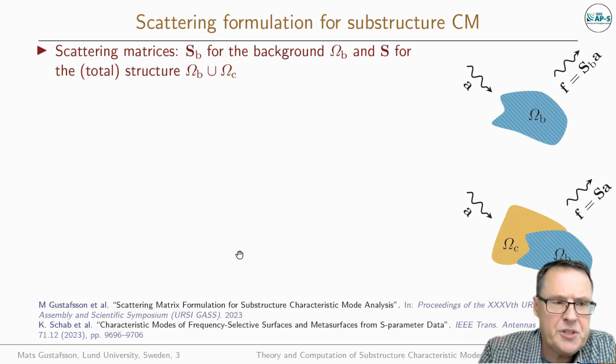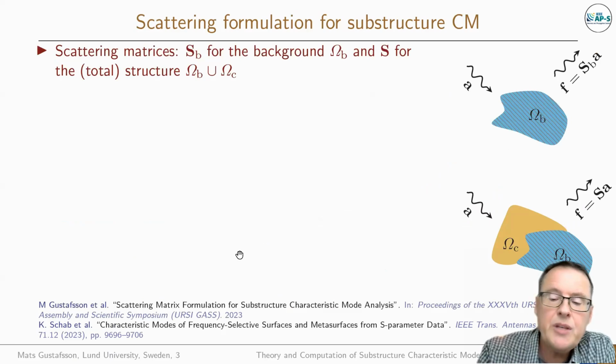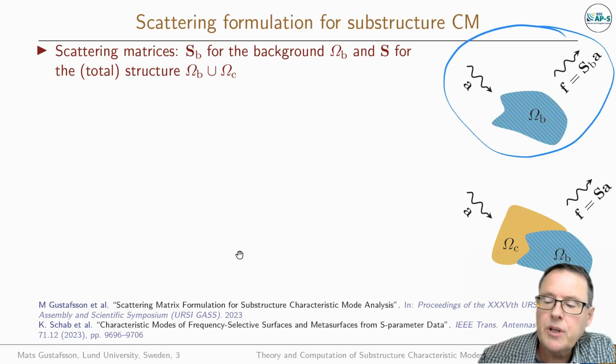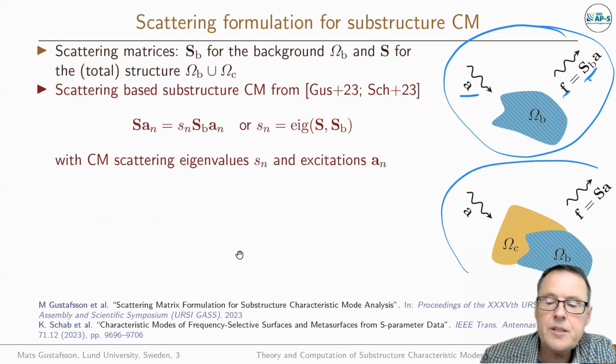So the scattering formulation is formulated in a completely different way. So here we formulate scattering matrices. The first one is formulated from the background. So here we have some illumination a, we have some outgoing waves s, and the map between those is a scattering matrix S_B. Then there is a second scattering matrix S, which comes from the complete region in these cases. And as introduced in the papers that we can see here, we can actually do an eigenvalue problem with these scattering matrices. This is this generalized eigenvalue problem here.